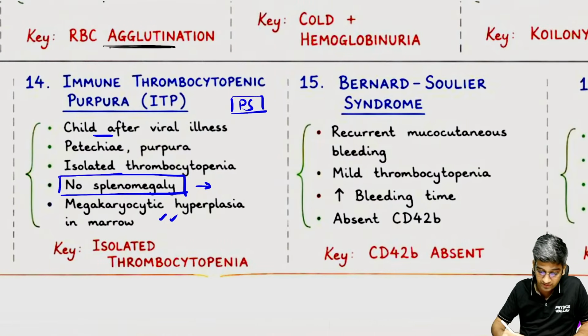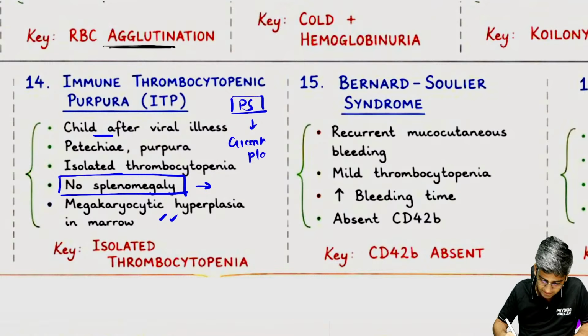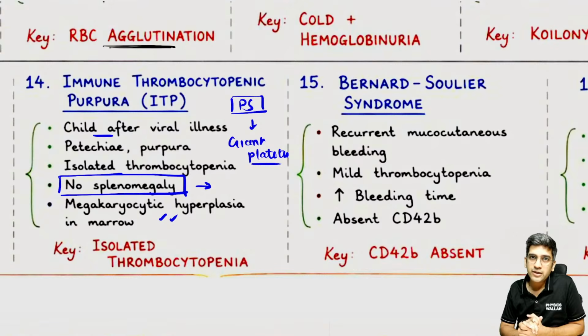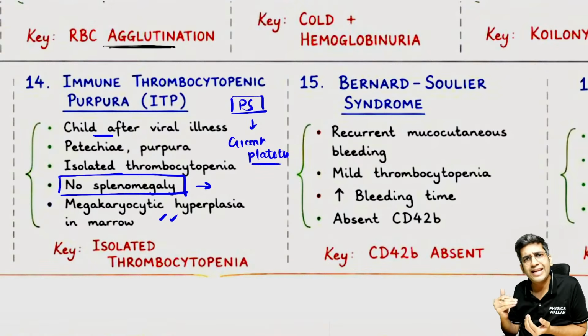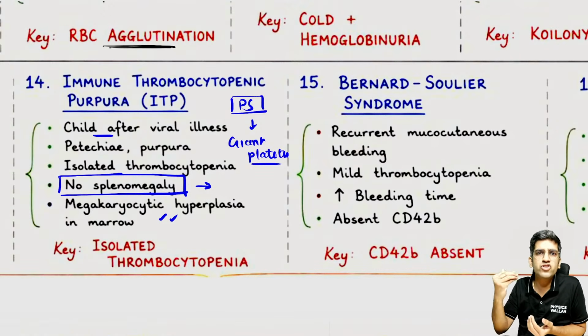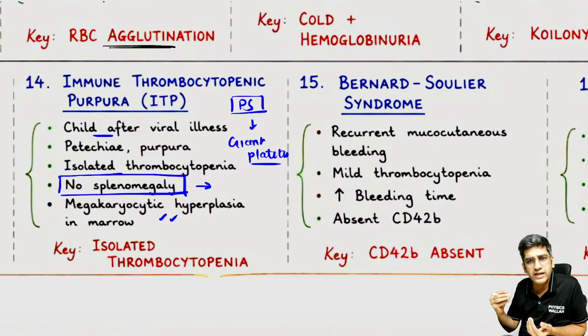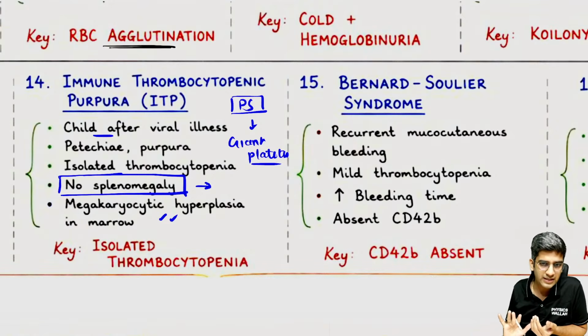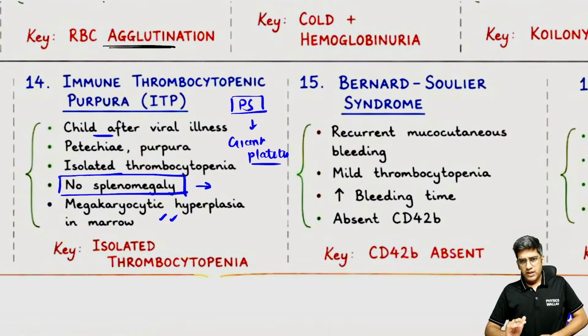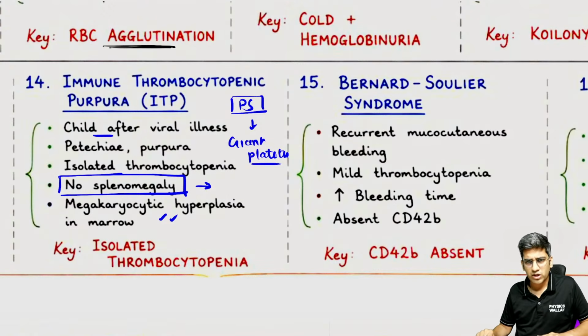A very classical finding: you will see giant platelets in ITP. Giant platelets in ITP are very classical because of premature release of platelets, as we've seen in any destructive disorder. When I destroy RBC, I prematurely release reticulocytes. When I destroy platelets, I prematurely release giant platelets. As simple as that, right? Perfect. HIT, you are talking about heparin-induced thrombocytopenia.